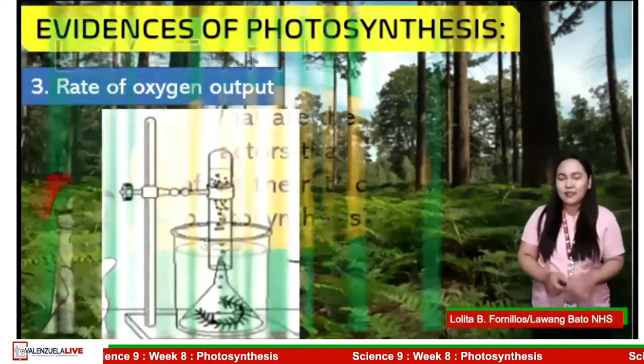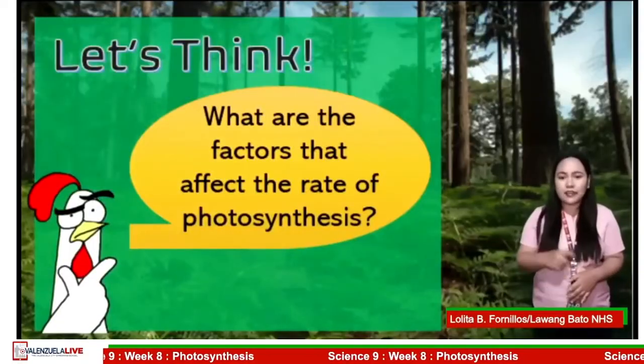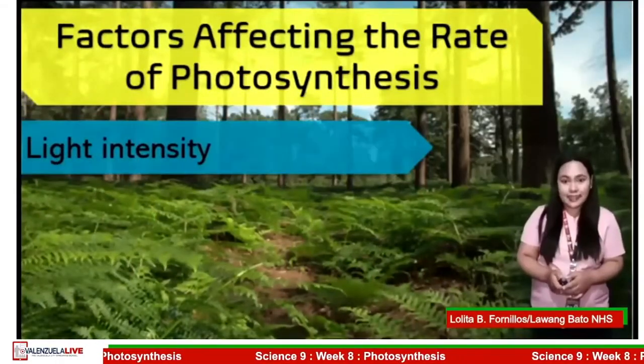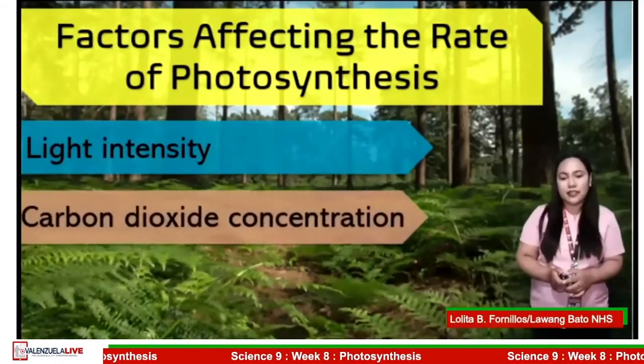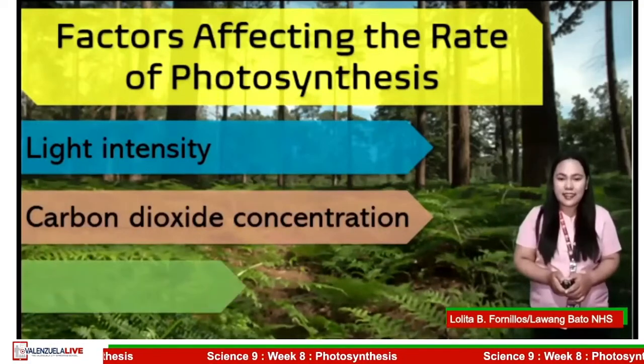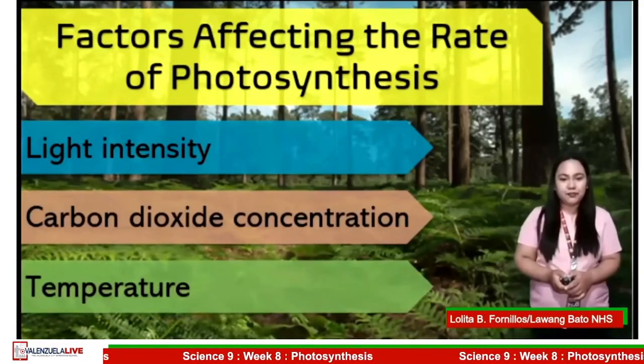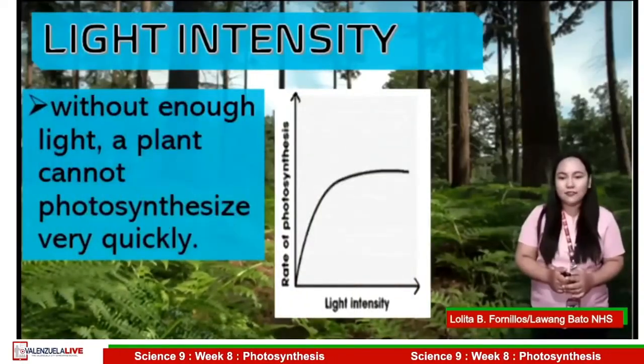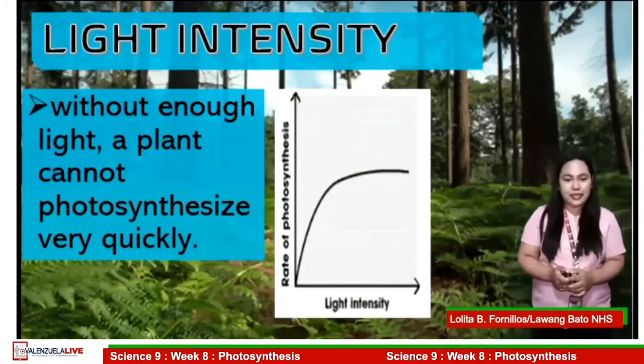Thinking time again. What are the factors that affect the rate of photosynthesis? The factors affecting the rate of photosynthesis are light intensity, carbon dioxide concentration, and temperature. Without enough light, a plant cannot photosynthesize very quickly.